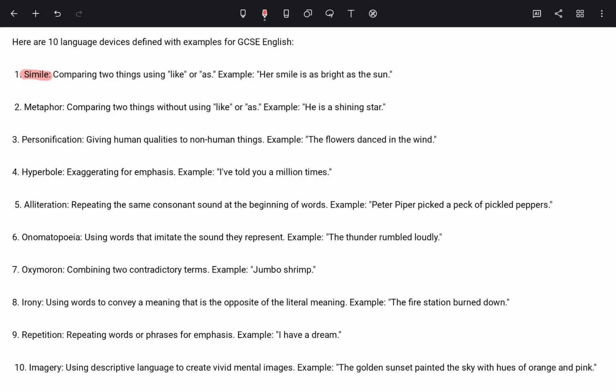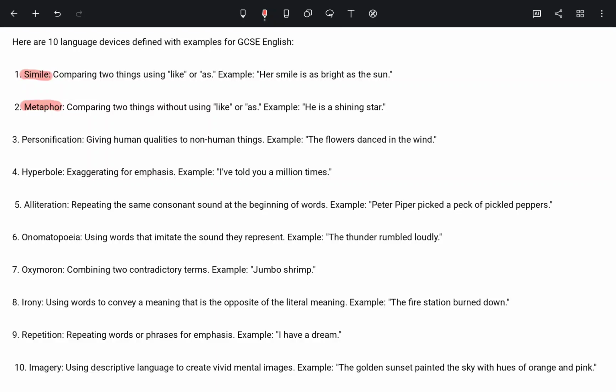Number two is a metaphor. So a metaphor is something that you have covered previously, and it's something that you will see in your extract as well. So it's comparing two things without using like or as. So for example, he's a shining star. So from that, you would infer that this person radiates positivity and optimism. And it's a form of exaggeration, so it's not to be taken literally.